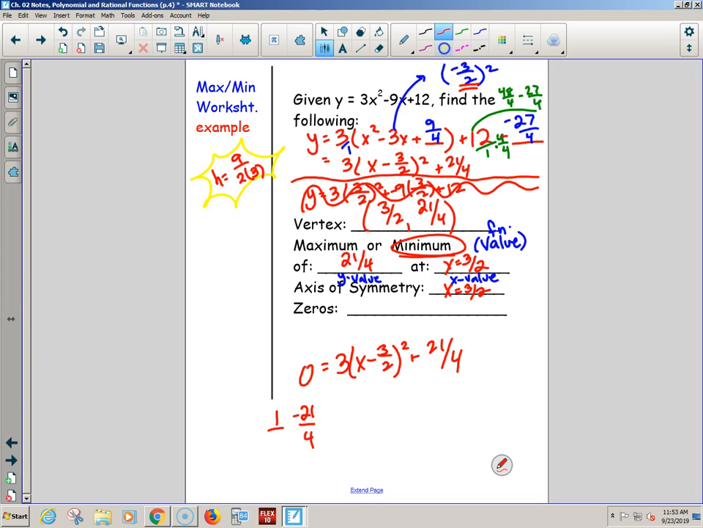And then I'd have to divide by the 3. And then I'd have to square root. Guys, why should I just stop and say none? What's going to happen? It's a negative. Oh, well. Good thing I didn't work too hard on the quadratic formula.